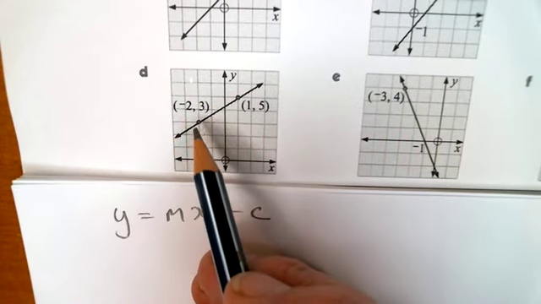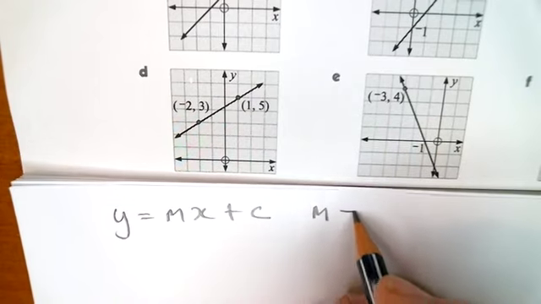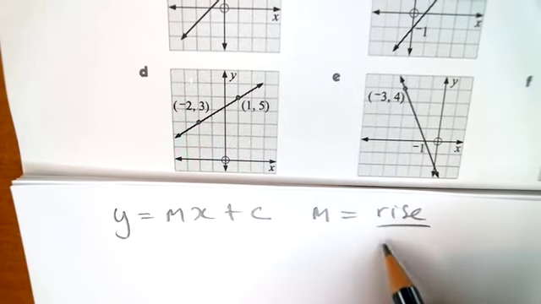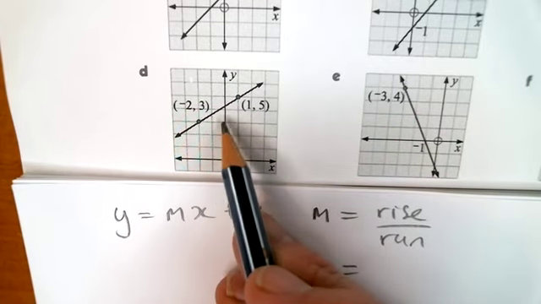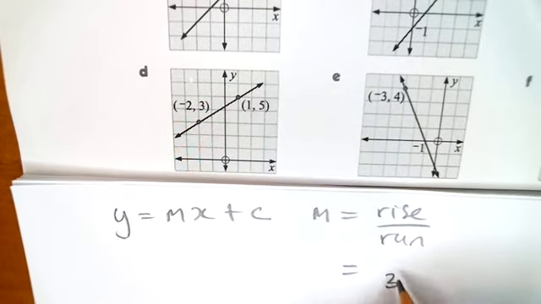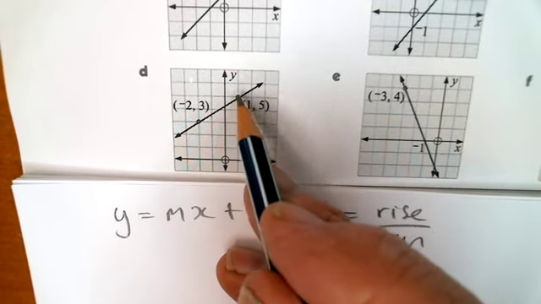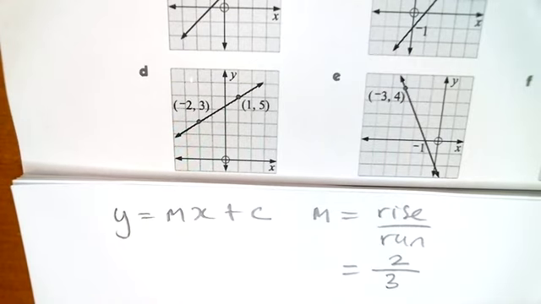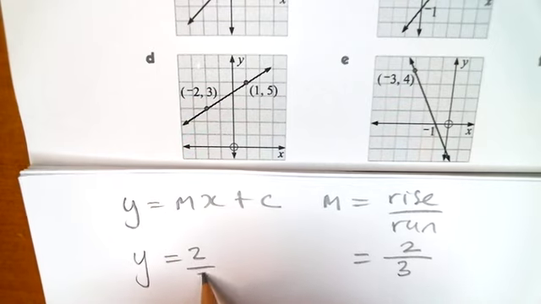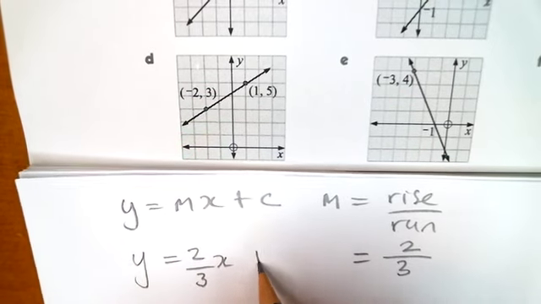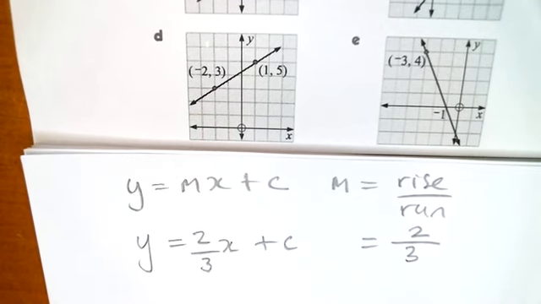Well, we do the run first. The run is 1, 2, 3. So m is equal to rise over run. And the run is starting here, 1, 2, 3. There it is. And the rise, 1, 2, 3, is 1, 2. So it's going to be 2 over 3. So now we can pop that straight into the equation. y equals 2/3 x plus c. Or if you like, you just say 2x on 3. Either way, it would be the same.